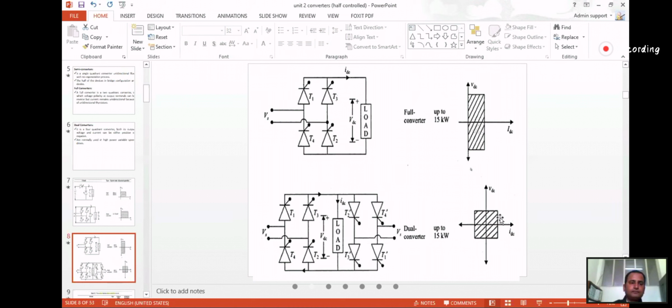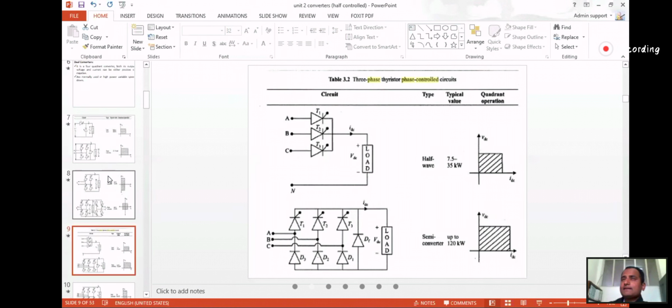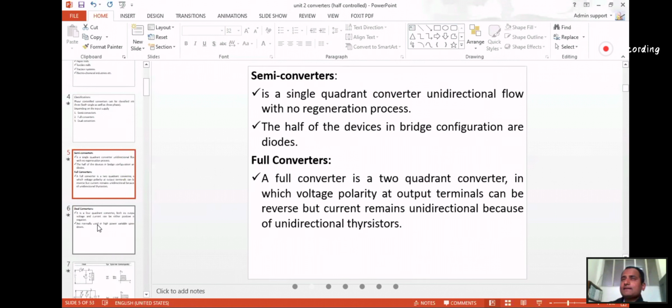This is a dual converter where all 4 quadrants are used, and it is used up to 15 kilowatt. Here 8 thyristors, 8 SCRs, are used. Similar to this, there are 3 phase converters. So we have seen that it is classified into both single phase and 3 phase, and into semi, full, and dual converters.